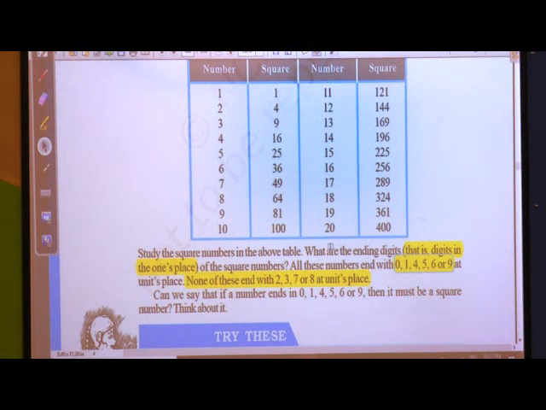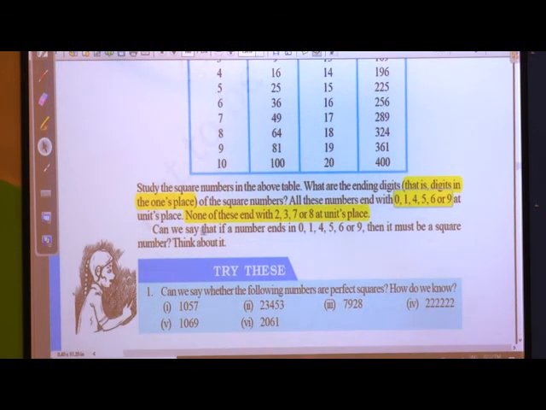Numbers are 11, 12 till 20 and the squares are present here. Let us concentrate on the digits in ones place or units place. 0, 1, 4, 9, 6, 5, 6, 9, 4, 1. Did any other digit come here? No. So, can we say that if a number ends in 0, 1, 4, 5, 6 or 9, then it must be a square number? Yes, it is.